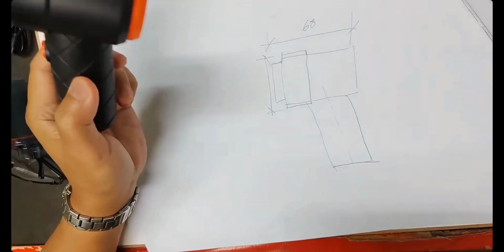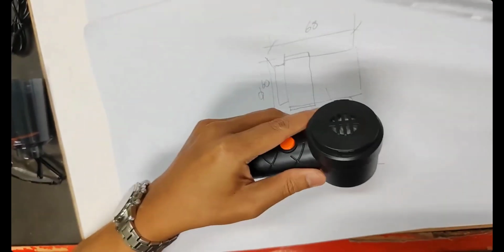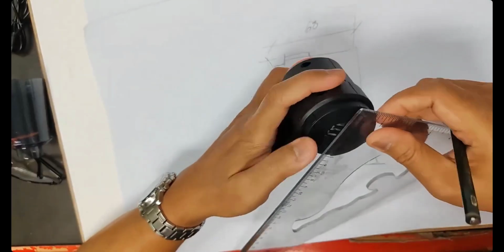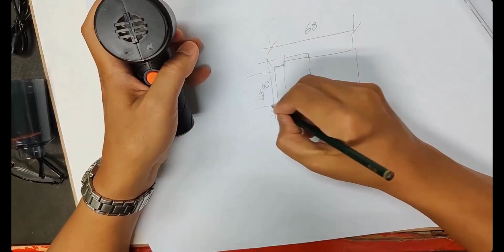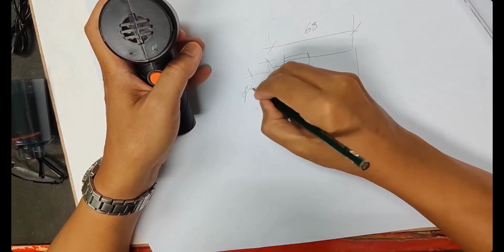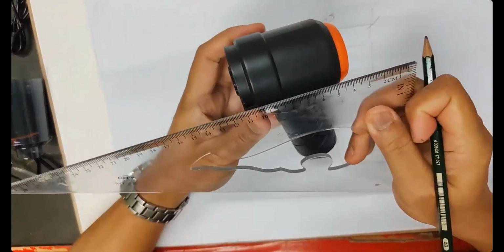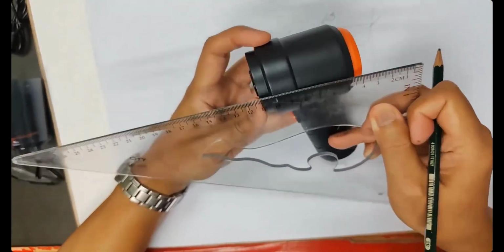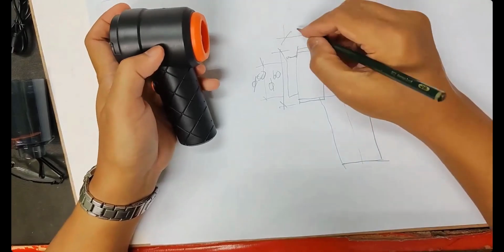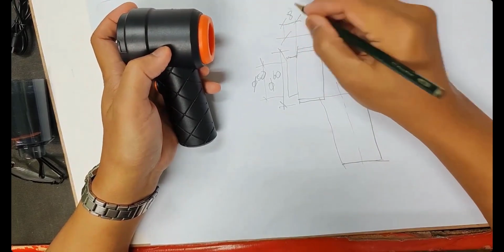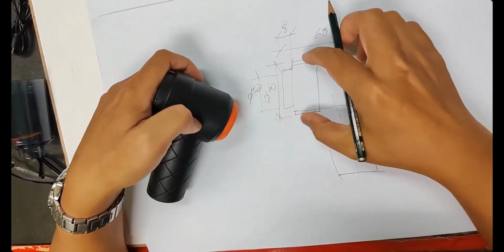So the bigger diameter is 60. The smaller diameter of this one is about 50. So we have 50 and 60. What is the length from here to here? You just take a rough measurement, about 8 millimeters. You can do this when you work on paper. So this bigger one, 8 millimeters.